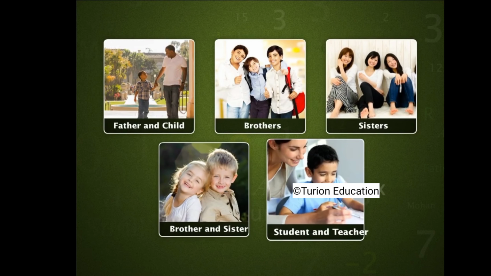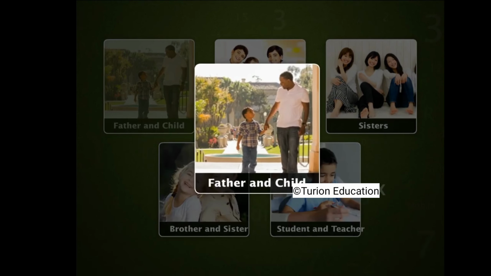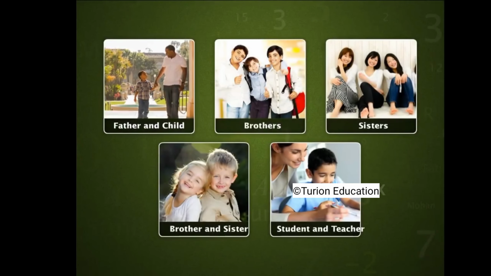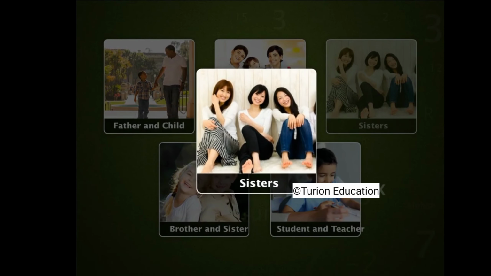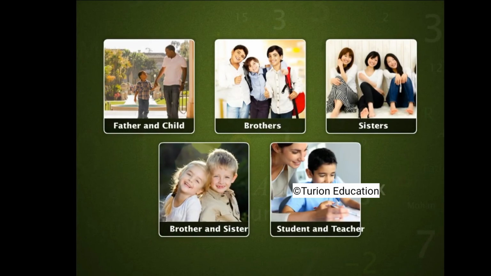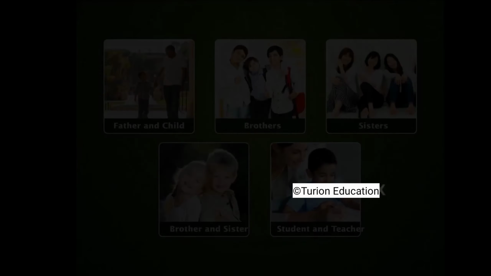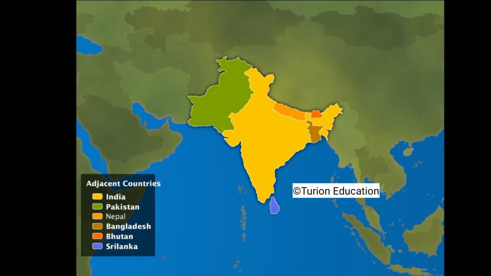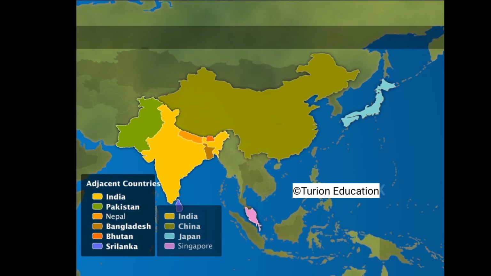In everyday life, we frequently speak of relations between two objects or living beings. For example, in case of human beings, we might talk about relations such as father and child, brothers, sisters, brother and sister, student and teacher, etc. In the case of countries, we have relations such as adjacent countries, trade partners, etc.